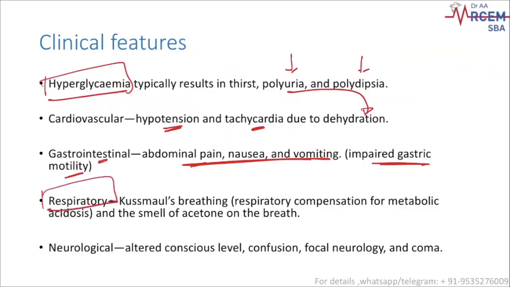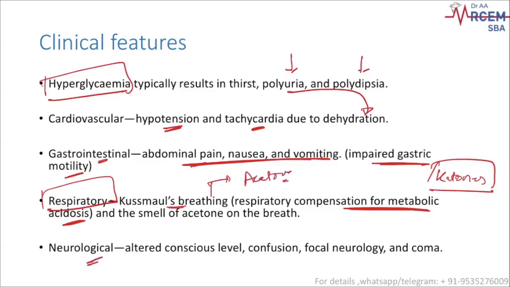Respiratory symptoms are mainly due to the compensation of metabolic acidosis. Metabolic acidosis is seen because of the production of the ketones. So to compensate for the metabolic acidosis, you start breathing fast. This breathing is known as Kussmaul's breathing, and the breath smells sweet because of the presence of acetone.